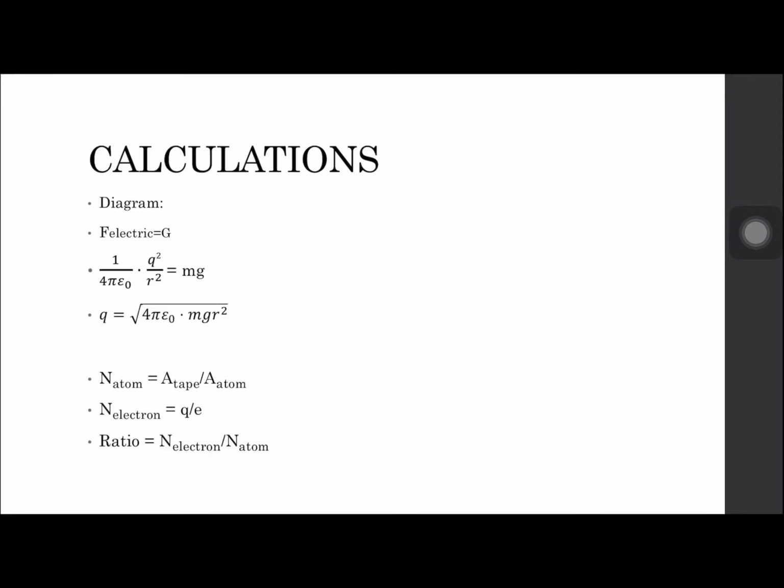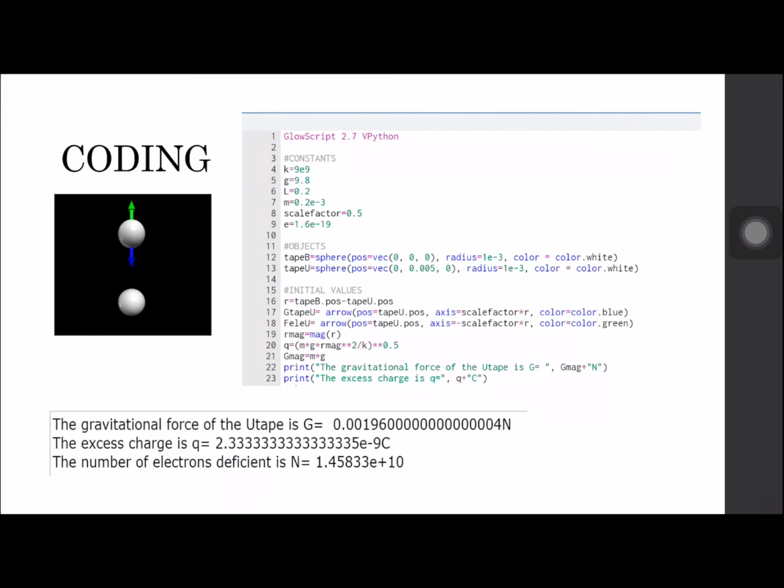To get the number of atoms on the U-tape, I used the area of the U-tape over the area of a plastic atom, which has a length scale of around 1 times 10 to the negative 10th meters. And to get the number of electrons, I used the total charge divided by the charge of one electron, which is 1.6 times 10 to the negative 19th power. So the ratio of the deficient electrons to the atoms on the U-tape is simply the number of electrons over the number of atoms.